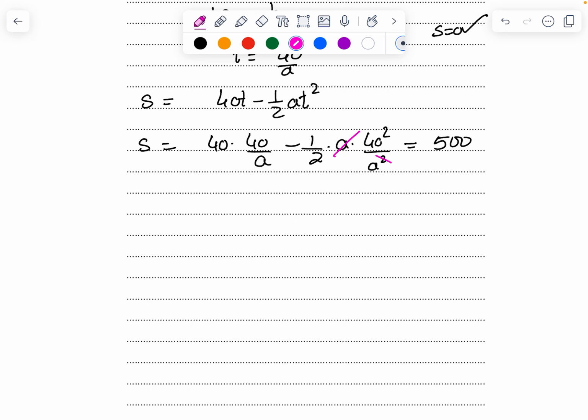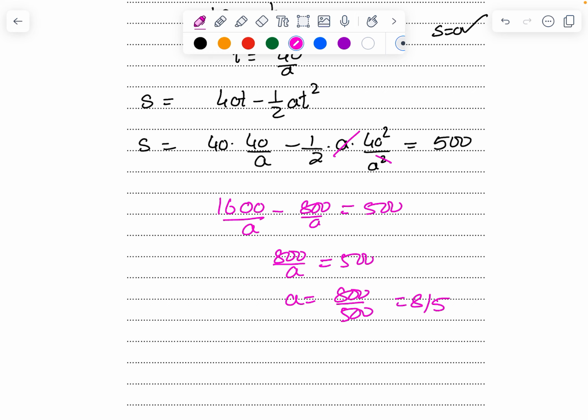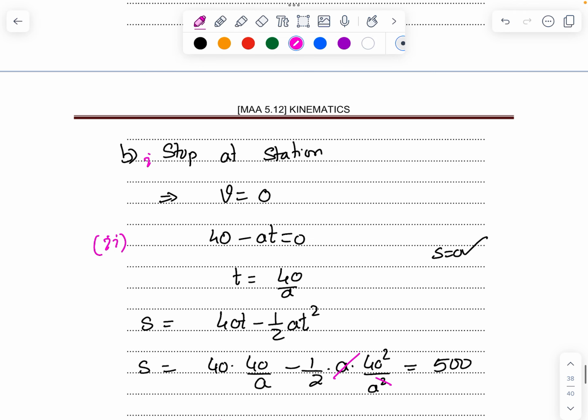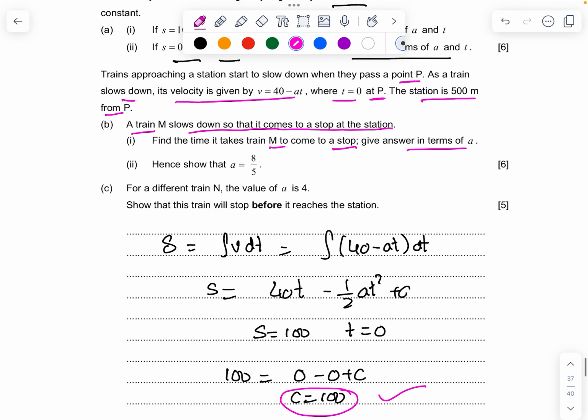So one a and a get cancelled. So what am I left with? 1600 upon a minus 800 upon a equals 500. So 800 upon a equals 500. So a equals 800 upon 500, which is 8 upon 5. This is for part B2, and this is B1.